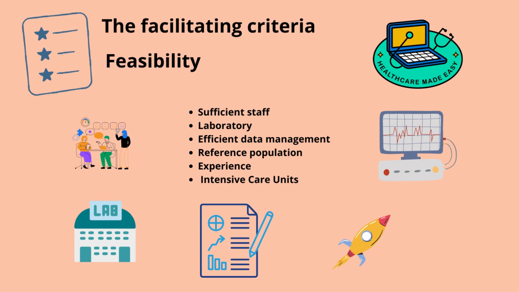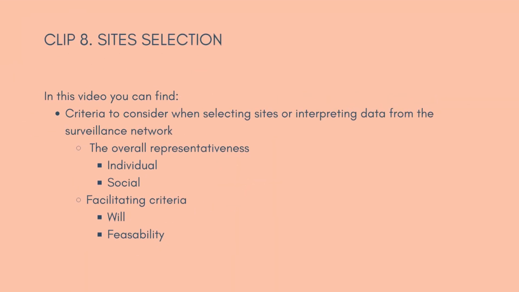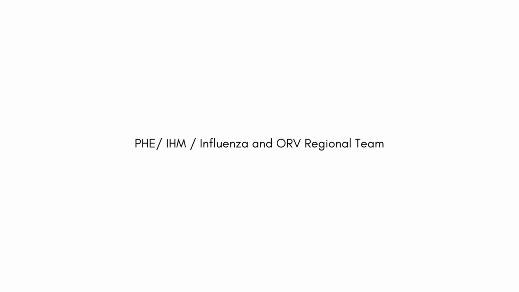As much as is possible, or as often as possible, the center that is selected for SARI sentinel surveillance should have an intensive care unit. In this video, we have seen the criteria to consider when selecting sentinel sites and also criteria to consider when interpreting data from the surveillance network.